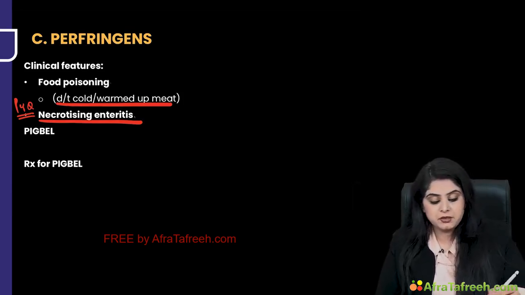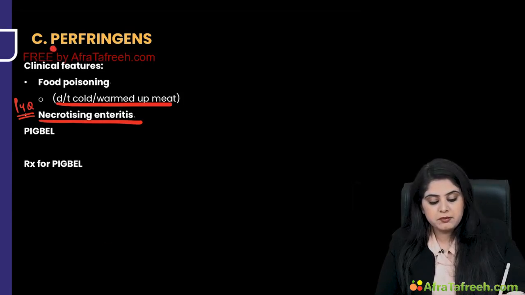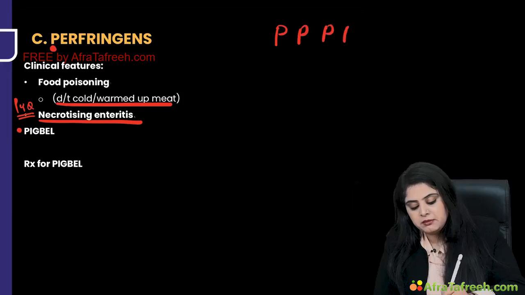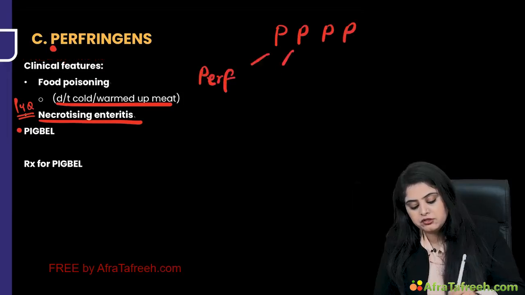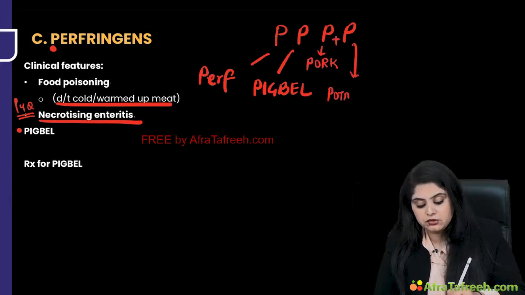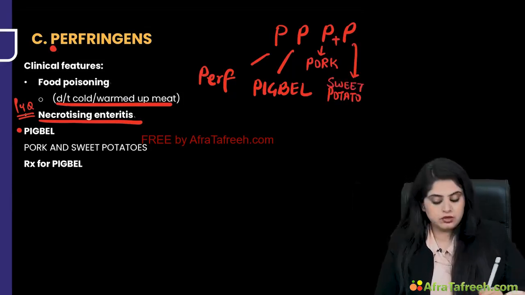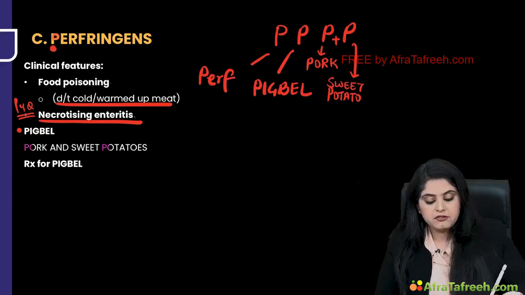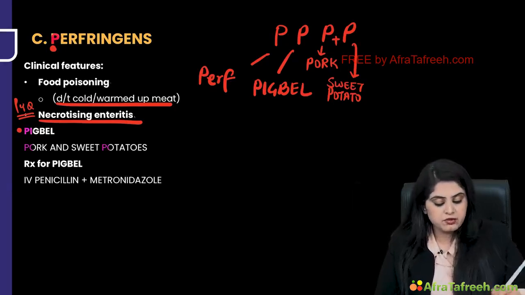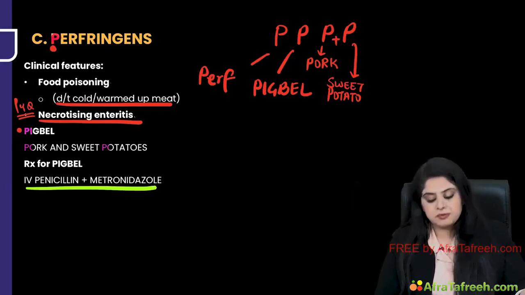There is a very famous condition: perfringens causes pig bell. What is pig bell? Now listen to all of this. When I'm talking about perfringens, it causes a special type of food poisoning called pig bell. What happens in pig bell? There is consumption of pork combined with what? Potato. Which potato? Sweet potato. So remember P: perfringens causes pig bell, consumption of pork and sweet potato. If you have to treat pig bell, you will have to give IV penicillin plus metronidazole.